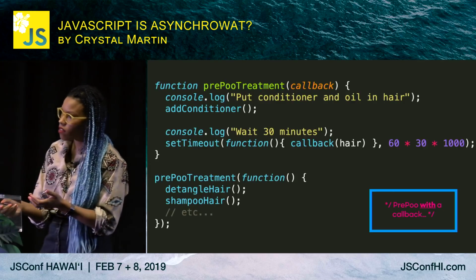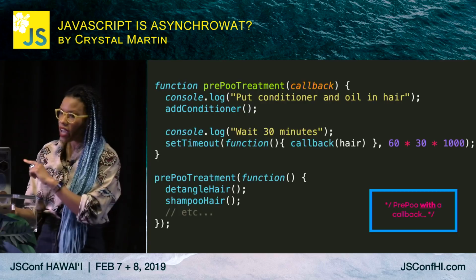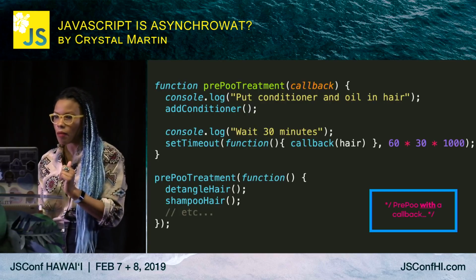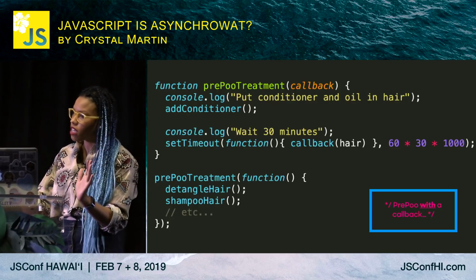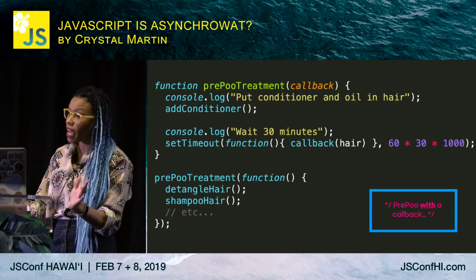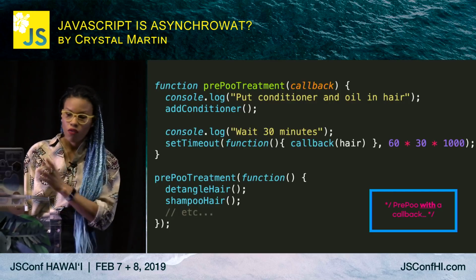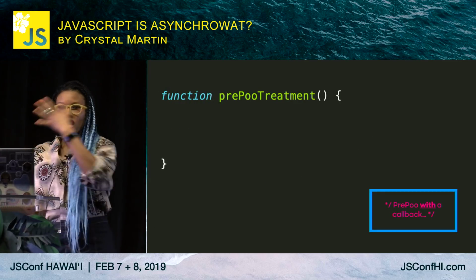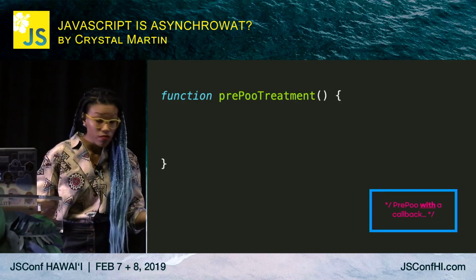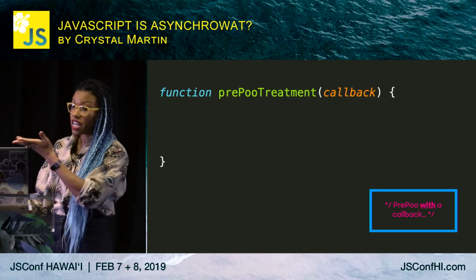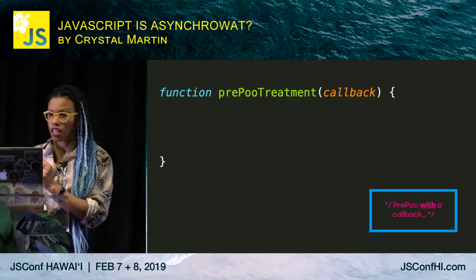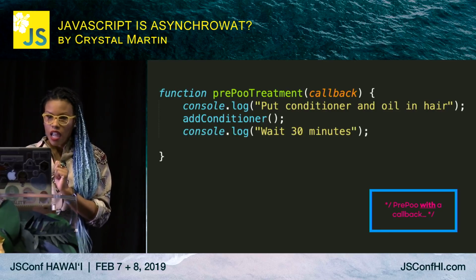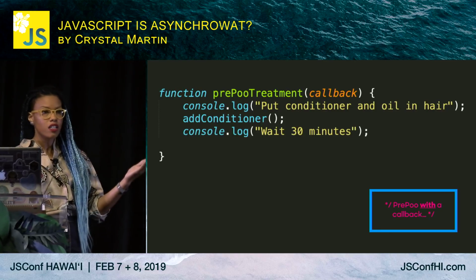So I'm going to go ahead and rewrite this as a callback. That way we don't get stuck here. So I have it taking a callback. Let's look at it. I have this function here rewritten as a function that takes a callback. And we'll look at it in more detail from this point. So here is my pre-poo function declaration. And it indicates that I'm going to have a function that takes a callback. And so this is what my pre-poo treatment does, right?